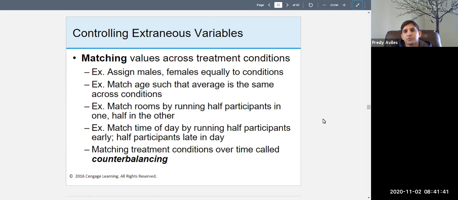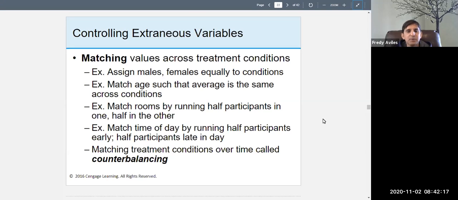You can also match age so that the average age is the same across conditions. The average age for those learning humorous sentences and those learning non-humorous sentences is the same. So now age doesn't really vary, right? You've matched that. You can match rooms by running half the participants in one room, half in the other, and that way you don't have a problem because they're matched. It's not like you have more participants in one room than another, so that can't be causing the differences. You can match the time of day: run half the participants early, half late.